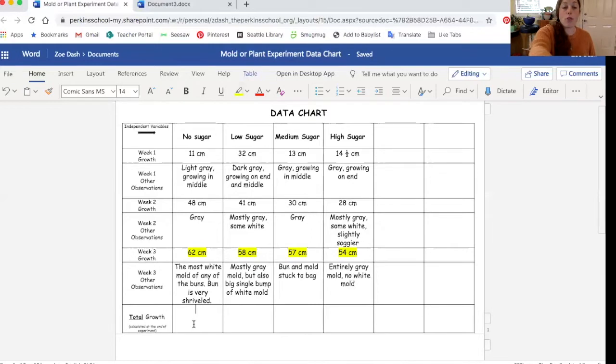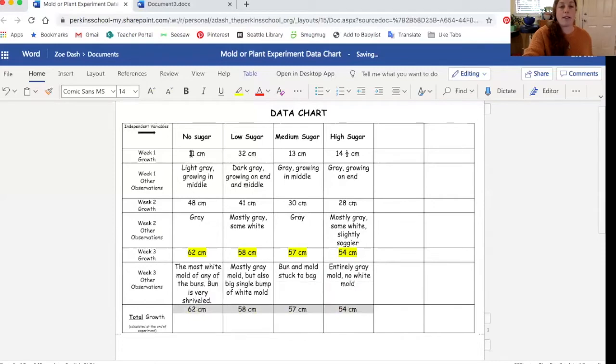So my total growth for the no sugar hot dog bun was 62 centimeters. My total growth for the low sugar hot dog bun was 58. My total for the medium sugar hot dog bun was 57. And my total for the high sugar hot dog bun was 54.